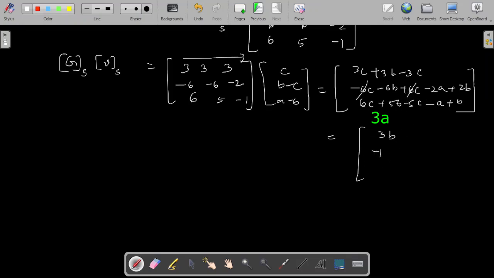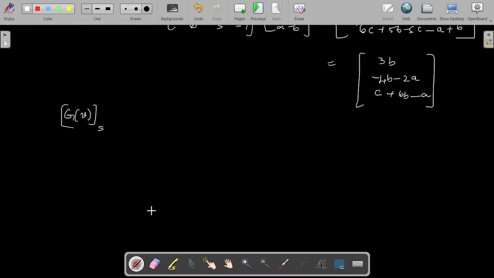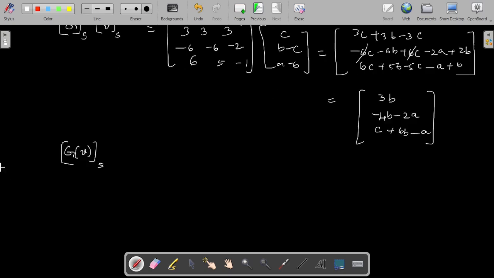So it is minus 4B minus 2A, and here it is C plus 6B minus A. Now you have to find G of V with respect to S. First you have to find G of V. Coordinate vectors of G of V with respect to S you have to find out. First let us find G of V, because any vector V's coordinate vectors are always denoted using this square bracket. You can write below the basis also as S.